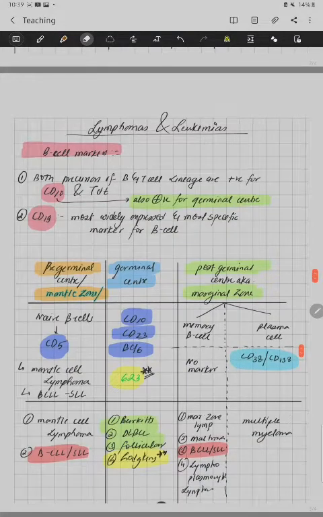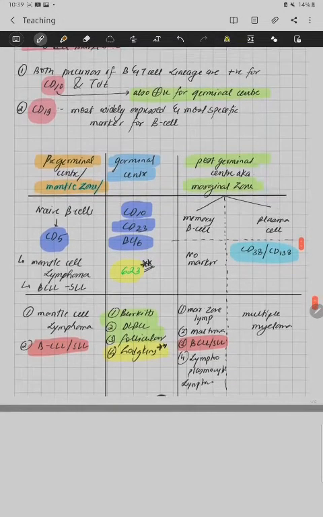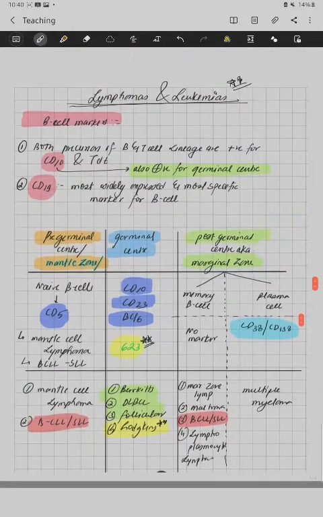To review this topic of lymphomas and leukemias. This is a very important topic for NEET PG. Principally, what is asked in NEET PG is what are the various lymphomas which arise from these various parts of the lymph node, and what are the markers associated. This is very high yield. Everything that's written on this slide is extremely important.